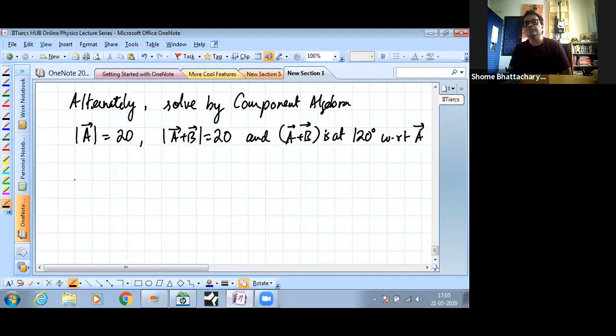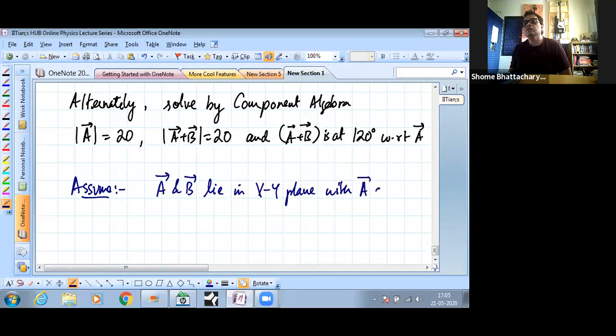Okay, let us assume that vector A and B lie in the xy plane with the vector A along the x-axis. And there's nothing wrong in this assumption because nothing is said to us in the question about the xy plane. So that means we as the problem solver can set our xy axis wherever we please. So wherever vector A is, we'll just assume our x-axis is along that direction. And whatever two-dimensional plane A and B are lying in, we'll just assume that is our xy plane.